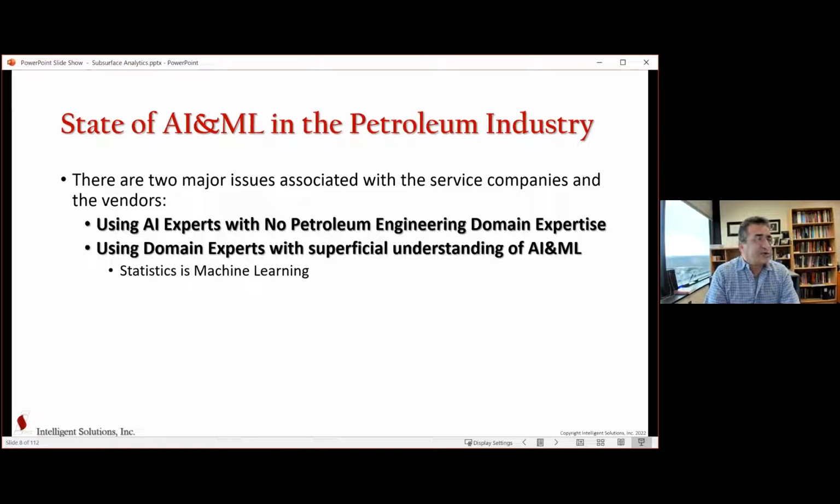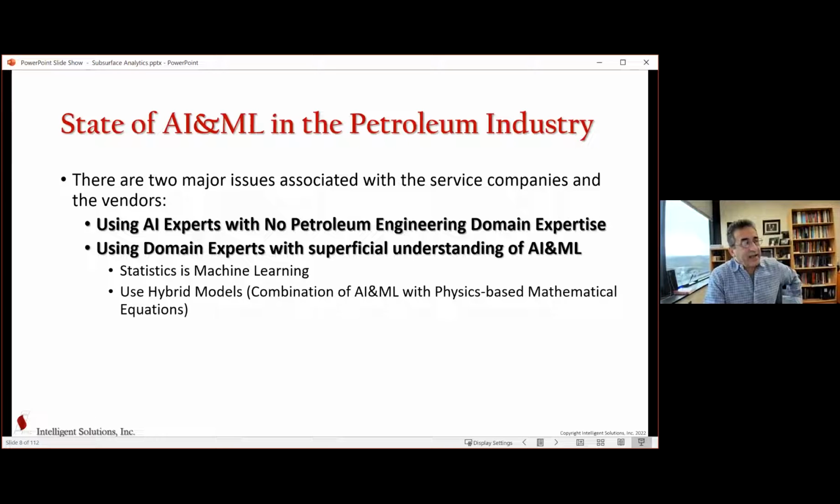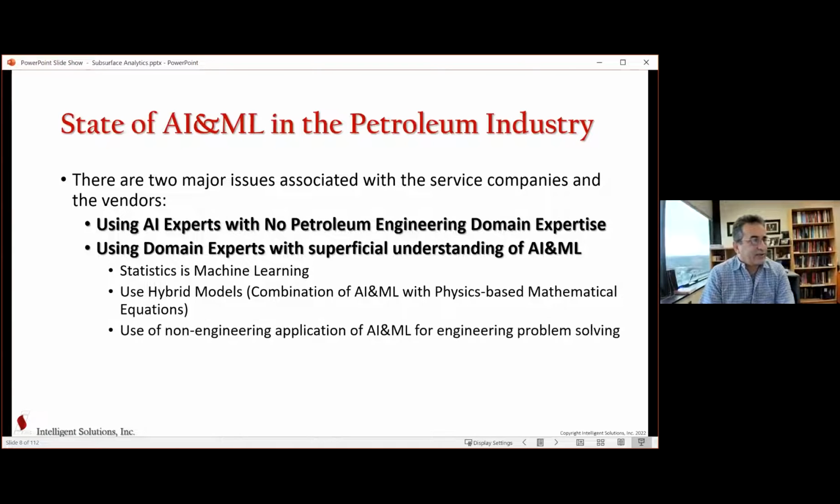When the domain experts have superficial understanding of AI and machine learning, they call statistics, traditional statistics, machine learning. And then they use what they call a hybrid model. What is a hybrid model? A hybrid model is when they use mathematical equations to generate data and combine it with the data that is measured. Some of them call it physics-based mathematical equations and physics-based AI. A lot of names they gave to it. When they talk like that, you know that they don't understand the technology well.